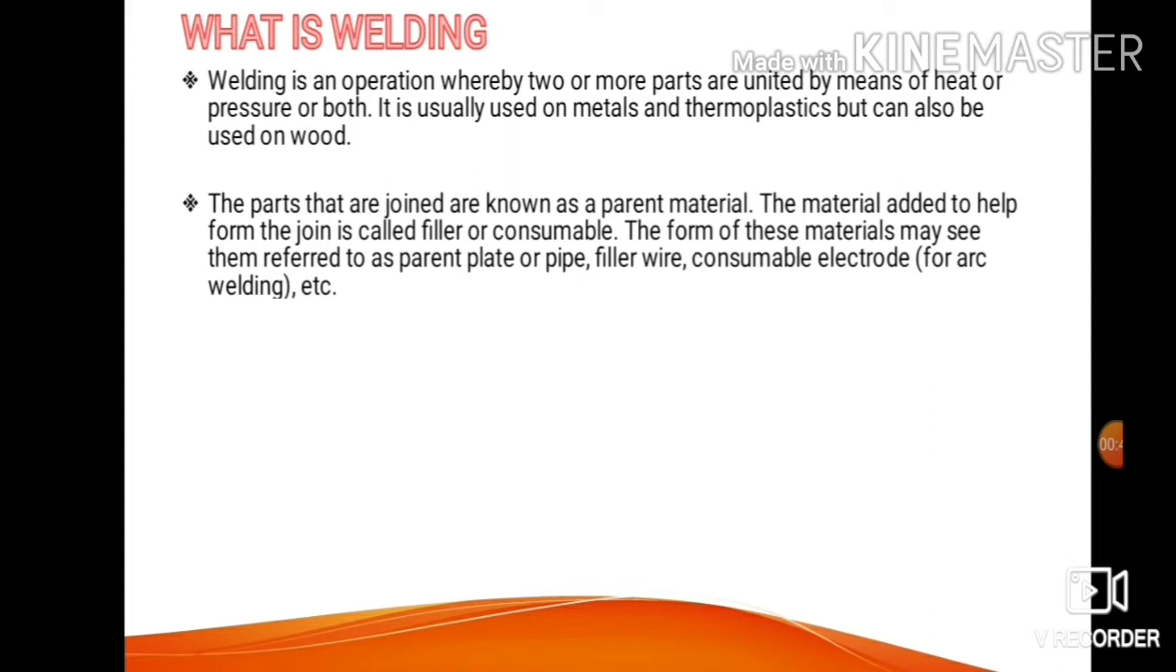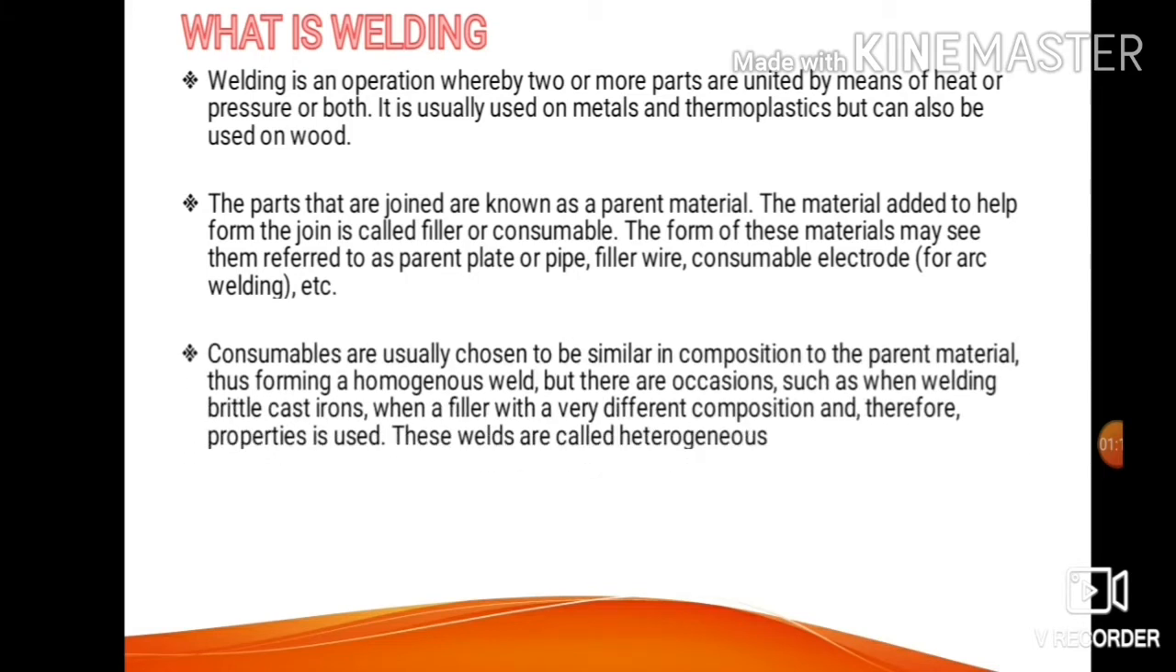The parts that we want to join, we call parent material. And the metal that we fill in to join, that metal is known as filler material and consumable. The material added to help form the join is called filler or consumable. The form of these materials may see them referred to as parent plate or pipes, filler wire, consumable electrode for arc welding, etc. The consumables are usually chosen to be similar in composition to the parent material.